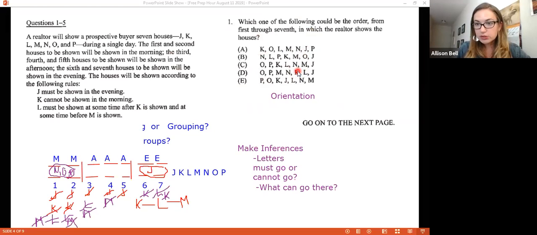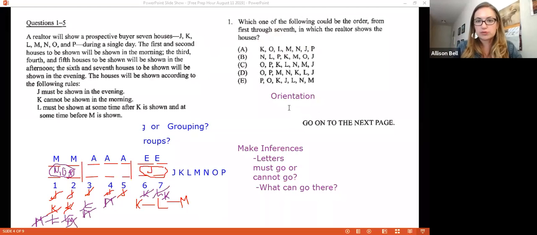There are a couple of ways to approach a question like this. One that people sometimes do when they're first starting off is to go one answer at a time and check it against all the rules. I am not a big fan of that approach for myself just because it takes so long.